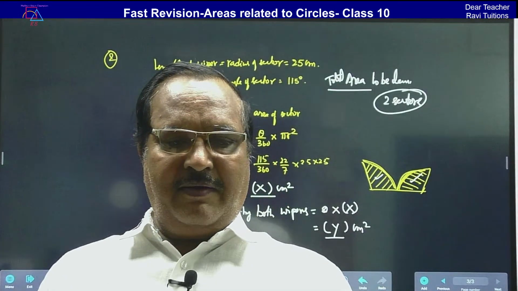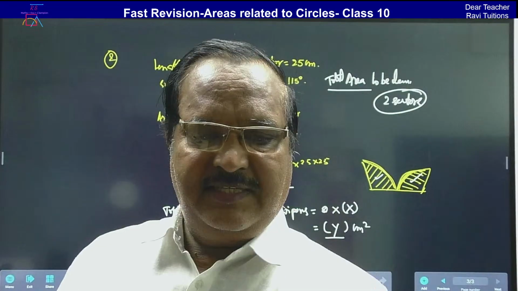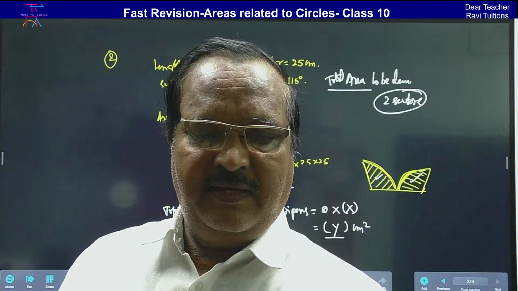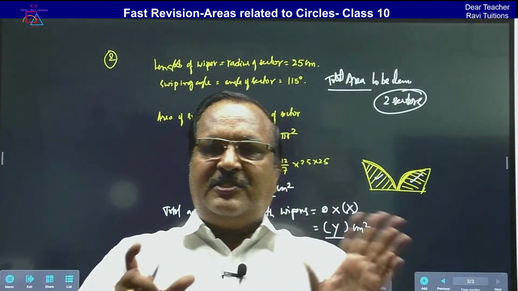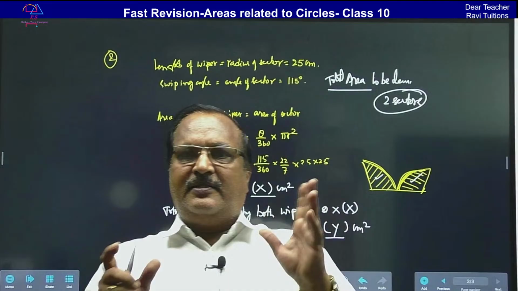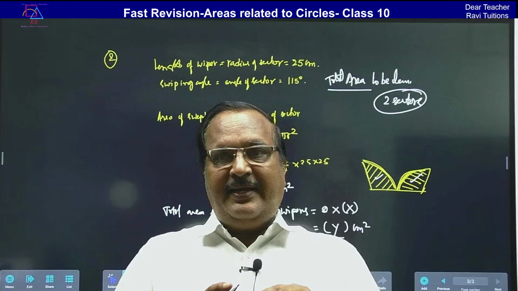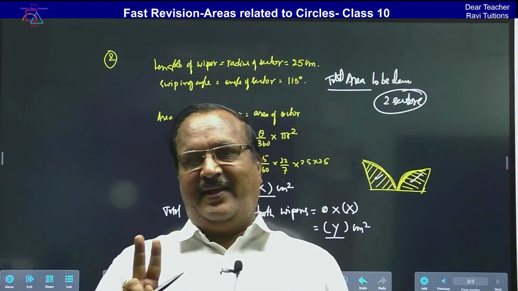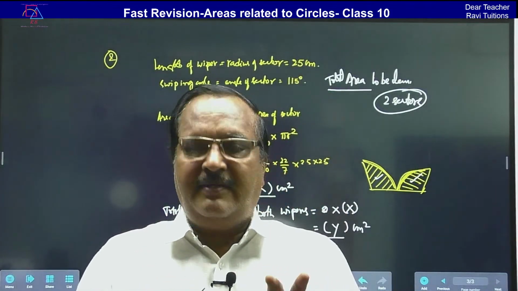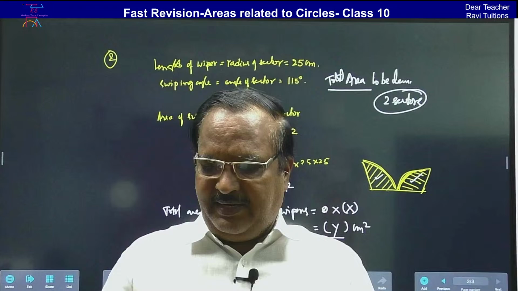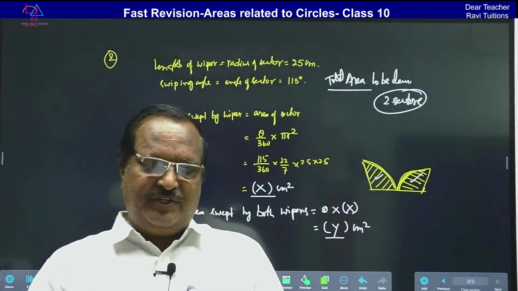I am going to do segment area, don't worry. Astuti, I am going to do segment area, then you will come to know. There is no special formula for segment area. Segment area contains two things: sector area plus triangle area. Combining sector area and triangle area, minor segment or major segment areas will be there. I am going to do it. Let me complete one by one so that it will be useful to you.